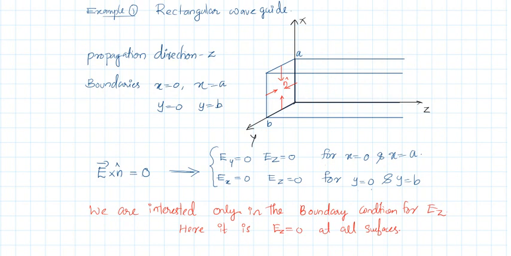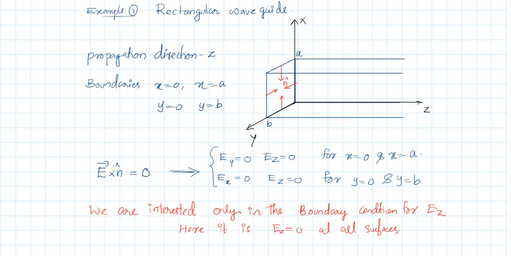So E cross n cap equal to 0 takes the form Ey equal to 0 and Ez equal to 0 for these two walls, x equal to 0 and x equal to a. And for y equal to 0 and y equal to b, that will take the form Ex equal to 0, Ez equal to 0. Here I represented the n cap direction, the direction perpendicular to the interface. So for x equal to 0, the n cap direction is in the x cap direction, so the tangential components are respectively Ey and Ez. I think it is clear why I am writing like this.